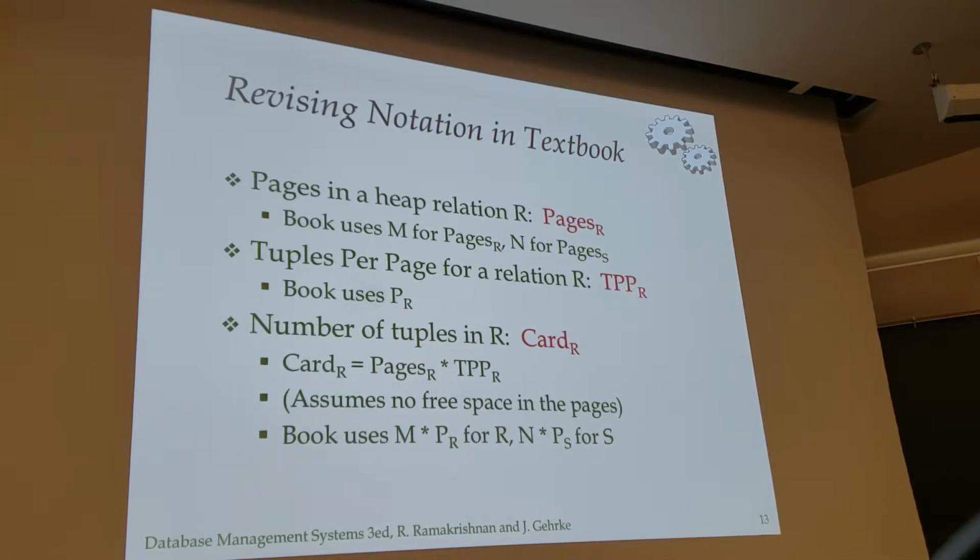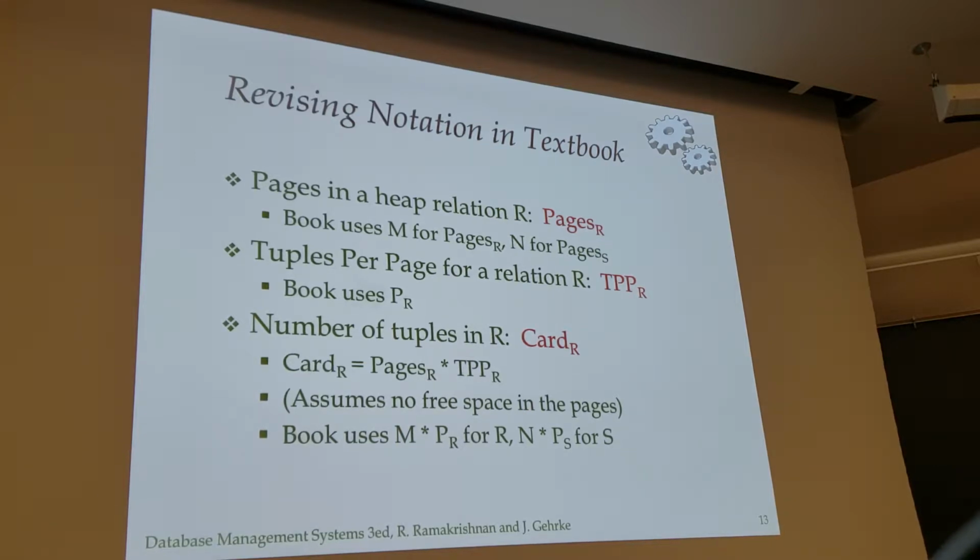And if I need to write out what that equals, that's gonna be the product of the pages in R times the tuples per page of R. Again, we're assuming no free space. So if you multiply the pages times the tuples per page, that gives you the number of tuples, the cardinality. What the book writes is m times p sub R, the number of tuples in R. And it writes m times p sub S for S.